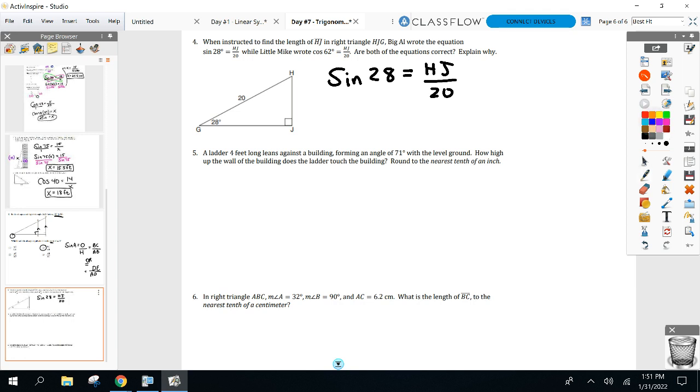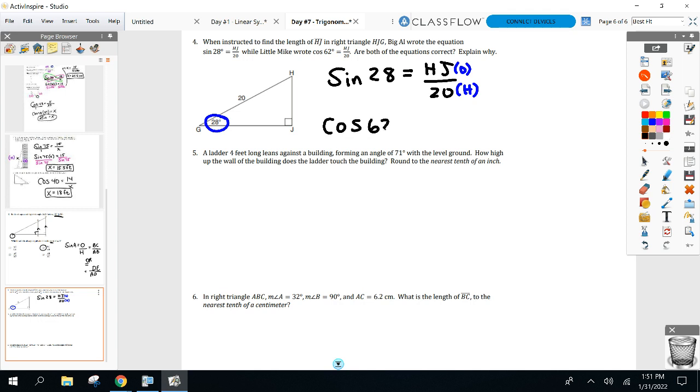Well, let's see. Sine is what? Opposite over hypotenuse. So if I'm going from 28, somebody let me know, what's opposite 28? What's hypotenuse in that diagram? Is he correct? Yeah, you can find it that way. Yeah, Big Al's correct. What about his little bro?